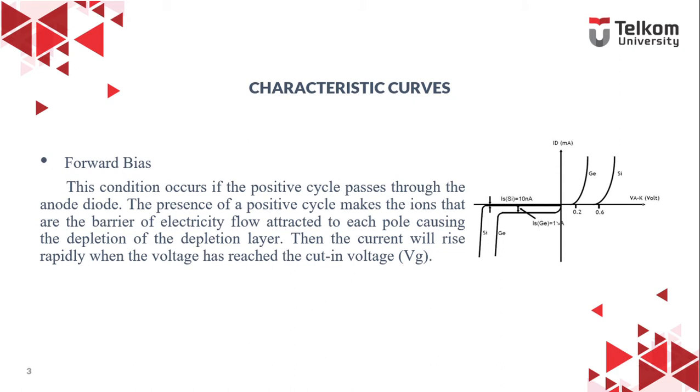This condition occurs if the positive cycle passes through the anode of the diode. The presence of a positive cycle makes the ions that are the barrier of electricity flow attracted to each pole, causing the depletion of the depletion layer. Then the current will rise rapidly when the voltage has reached the cut-in voltage, or VG.